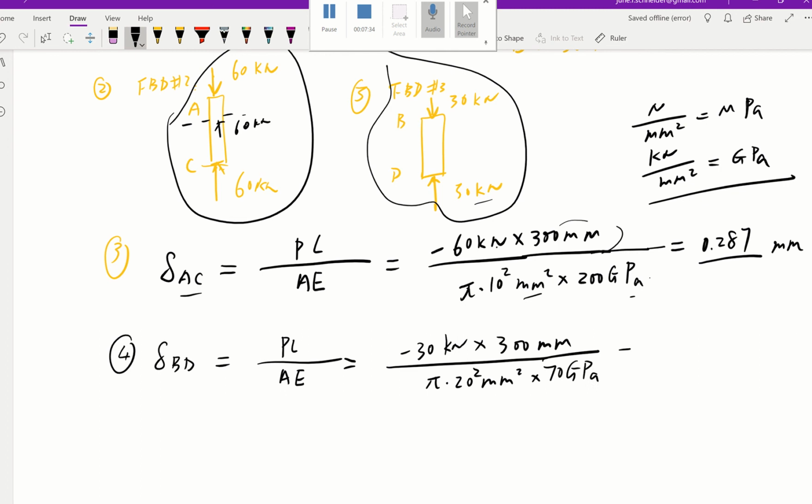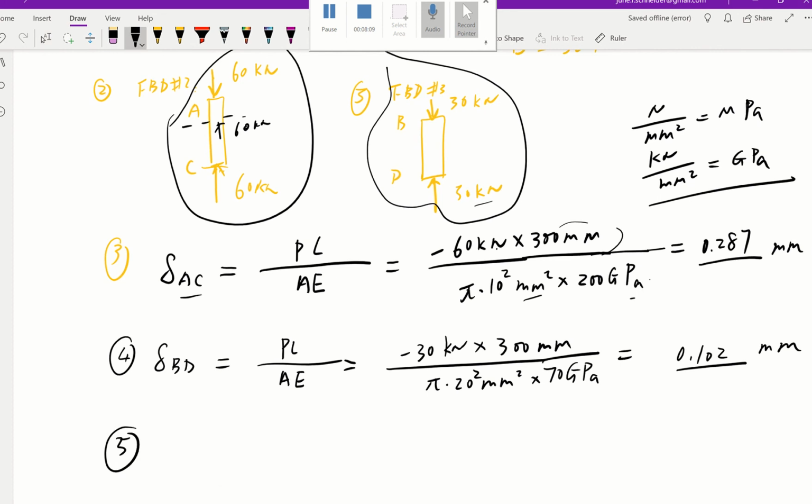All right, so we took care of the units before. If we don't change anything, we know we're going to get millimeter. So put into calculator: 30 times 300, then divided by pi, divided by 400, divided by 70. We'll have 0.102 millimeter. Okay, so that's how much contraction the deformation happens to this post.